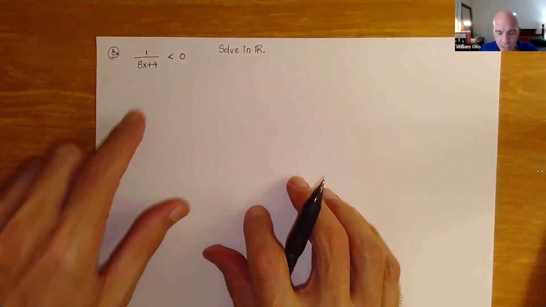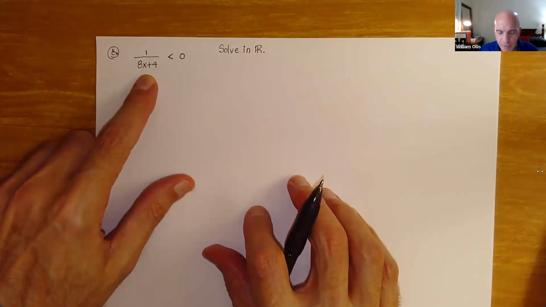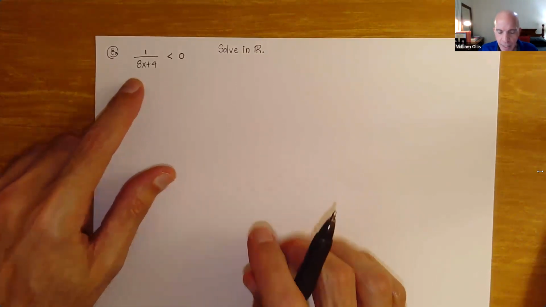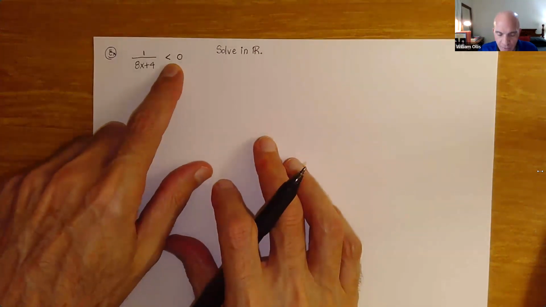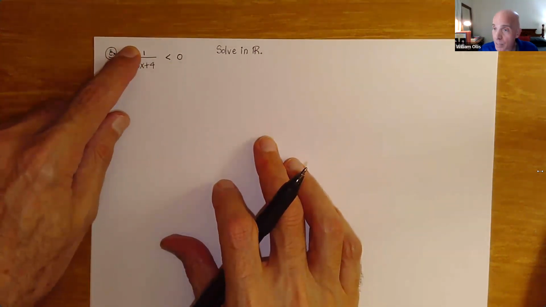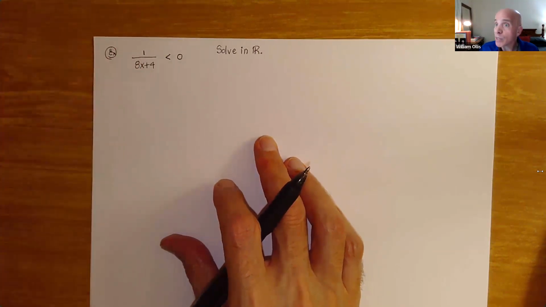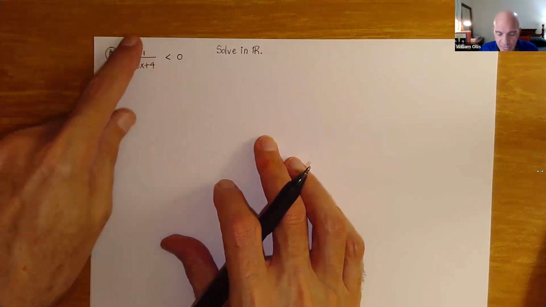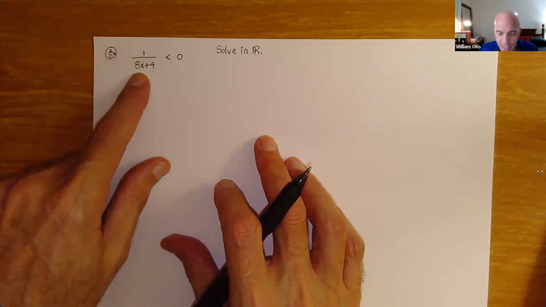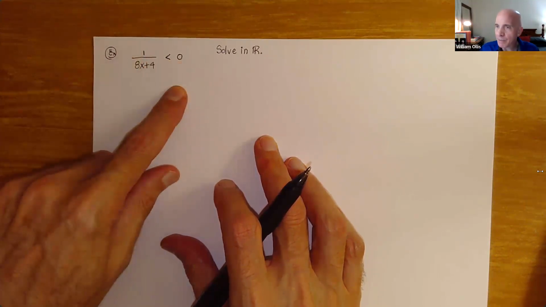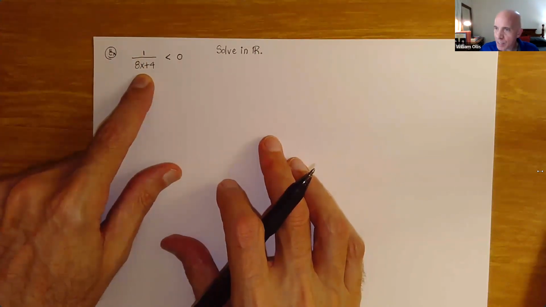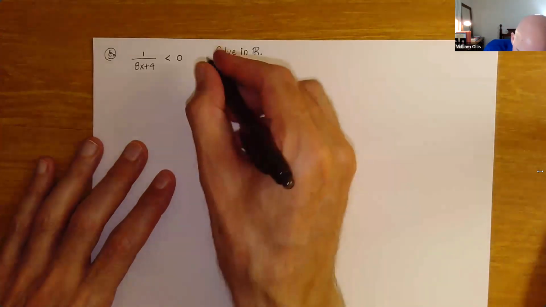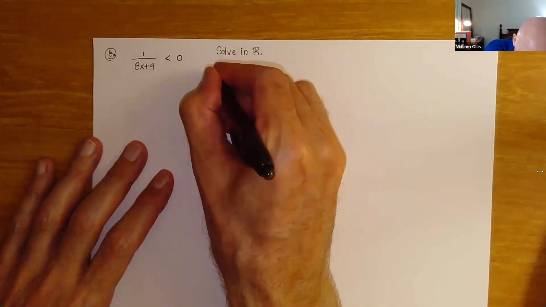So what's nice about this particular type of example is that when we think about finding values of x that will work, we first have to notice that 1 is a positive number, right? 1 is positive, greater than 0, but the expression 1 divided by 8x plus 4 is negative. So that means that 8x plus 4 has to be less than 0.